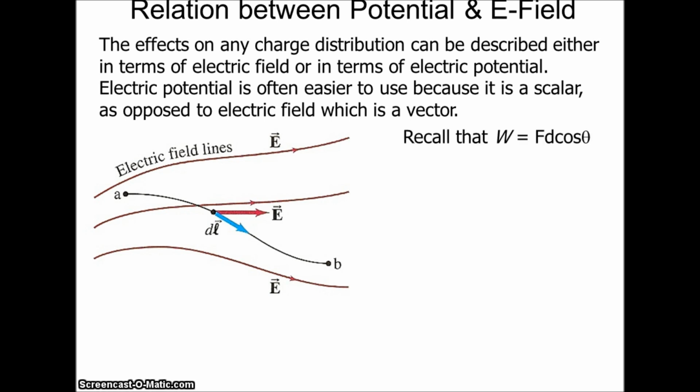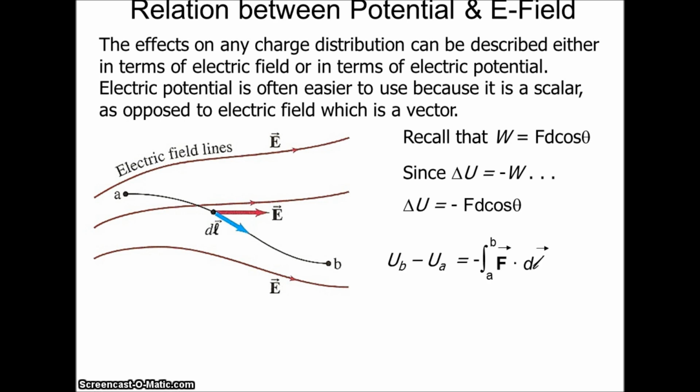Recall that work equals force times distance times cosine of the angle between the force and the distance. Since negative work would be equal to a change in potential energy, the change in potential energy would therefore be equal to negative force times distance times cosine of the angle between them. If I want to figure out this change in potential energy, that would really be the potential energy at one location, B, let's say, which is here in the picture, minus the potential energy it had over here at A.